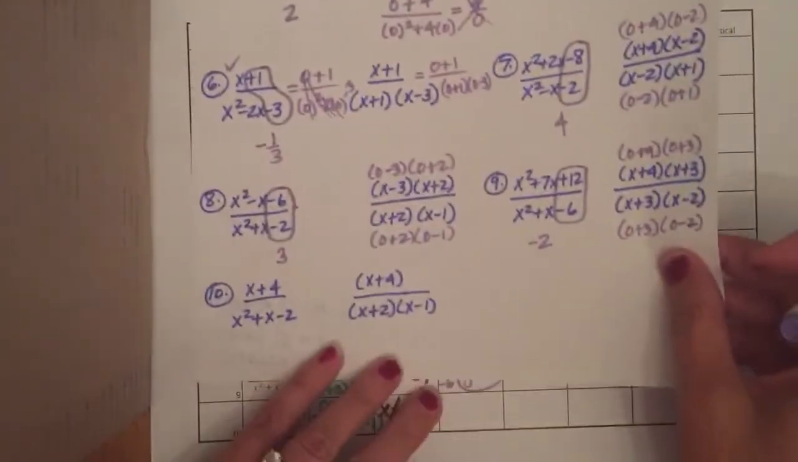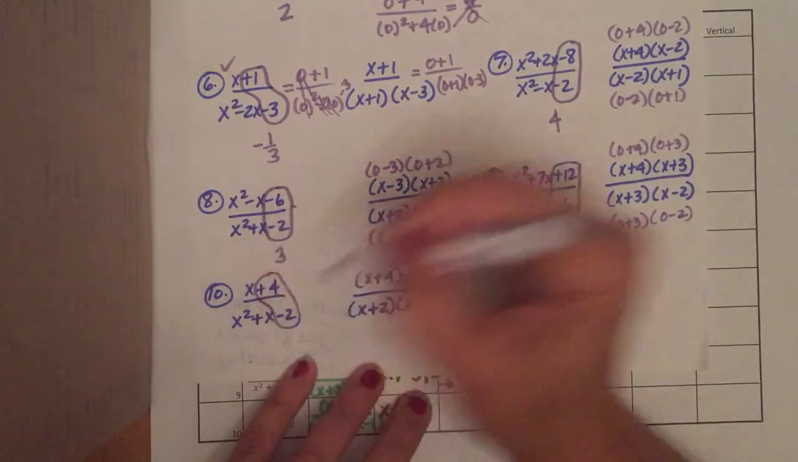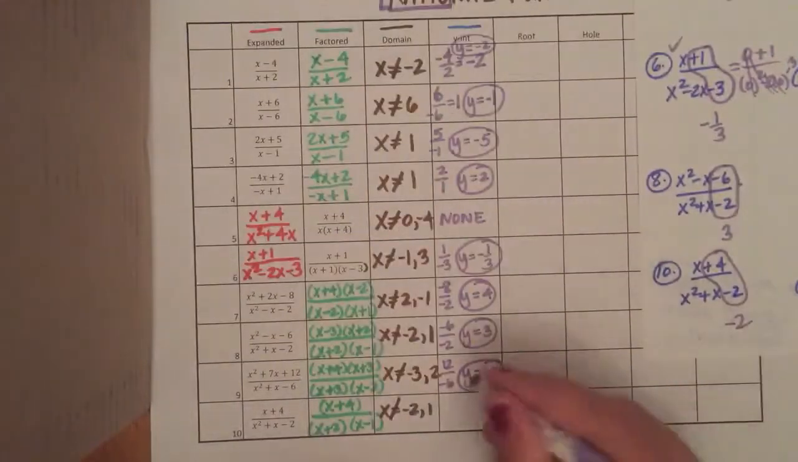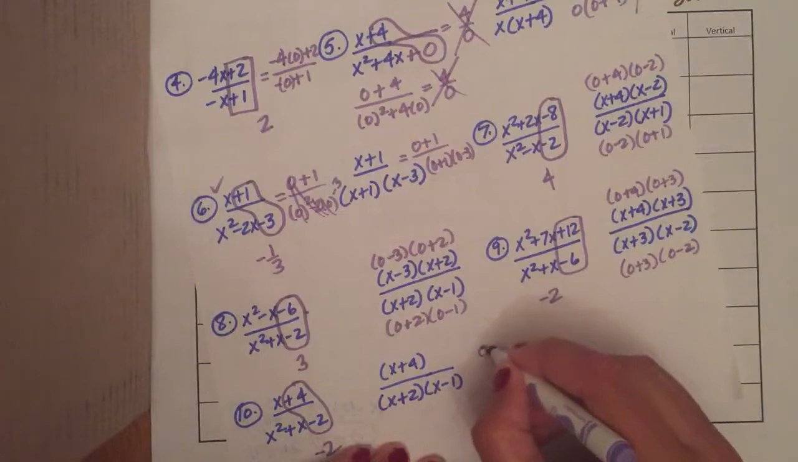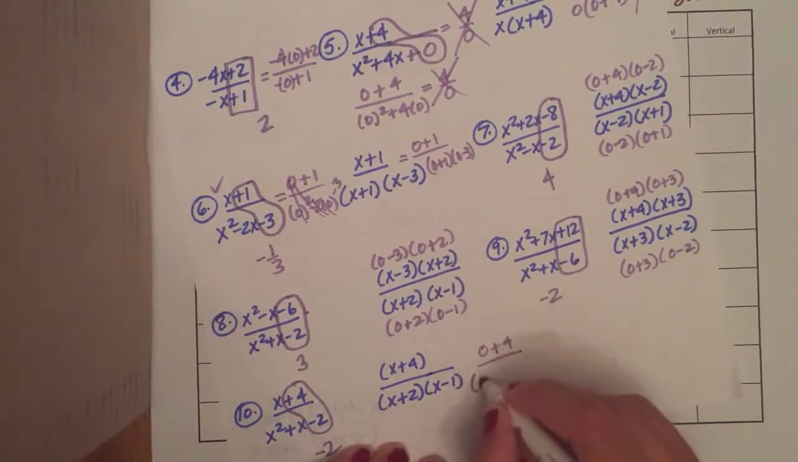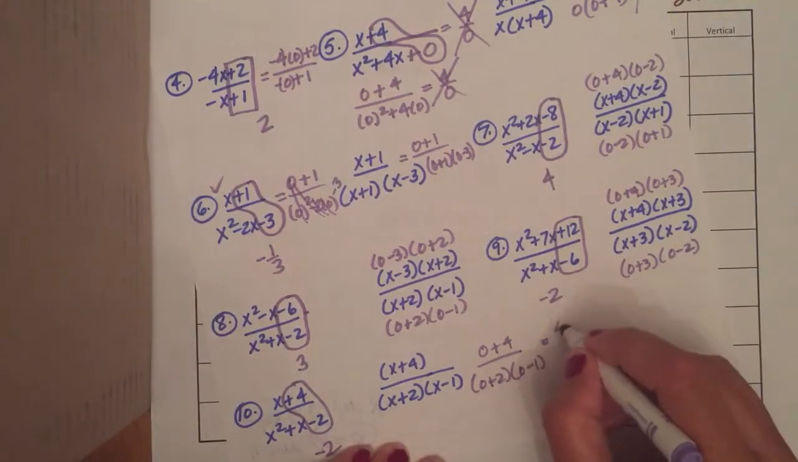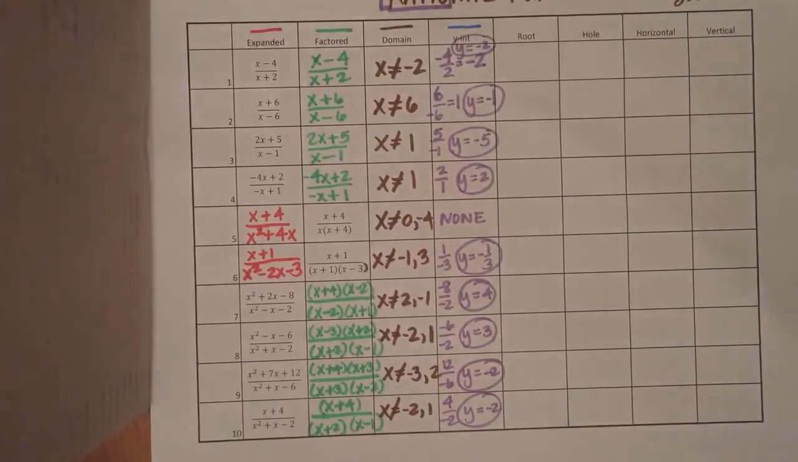So let's do the last one. Let's do number 10. And I've got 4 over negative 2, which gives me negative 2. So my y-intercept is negative 2. Do it the long way. Plug in. You would have 0 plus 4 on top, 0 plus 2 times 0 minus 1 on the bottom, and you would end up again with 4 over negative 2, which is where you started. So that's how you calculate the y-intercept for a rational function.